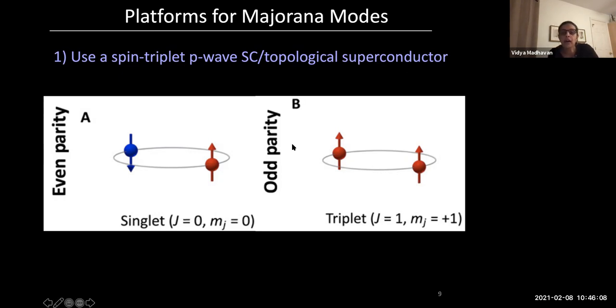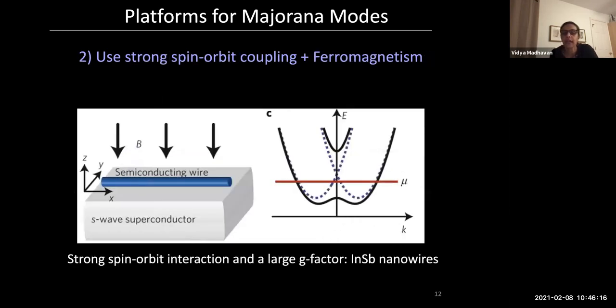So since nature has not been kind, we need to find different ways to engineer systems where you can realize Majorana modes. And one such system is the one I mentioned before. Now what you want to do is take a strong spin orbit coupled material, which is a semiconducting nanowire like indium antimonide, for example.